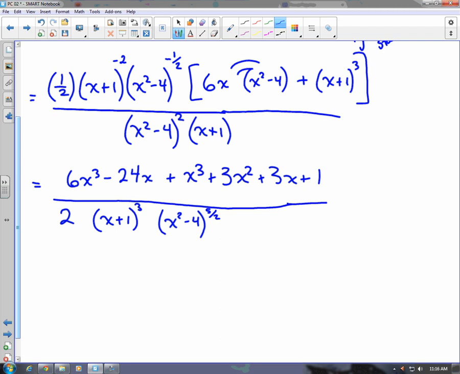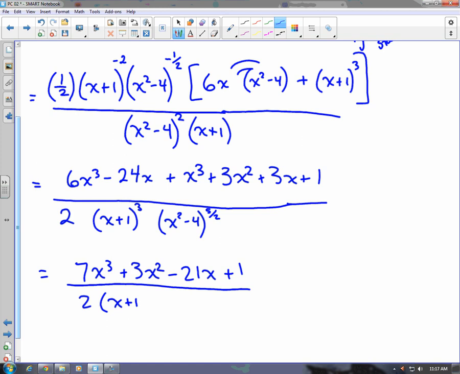And now tidy up that top. All right, so tidy up the top. This is going to give us 7x cubed plus 3x squared minus 21x plus 1. And that's going to be our top. The bottom, we've got this 2 there. We've got the x plus 1 cubed there.